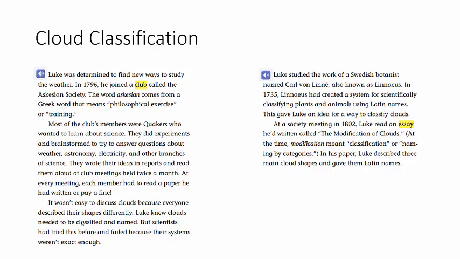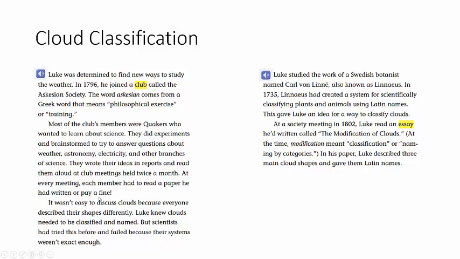So he joined a club, the Ascian Society. Anyways, these people wanted to learn about science, so they tried to answer questions about weather, astronomy, electricity, other branches of science, and they held club meetings twice a month. Right, so every other week, essentially, there was a meeting, and at every meeting, each member had to read a paper that he had written or pay a fine.